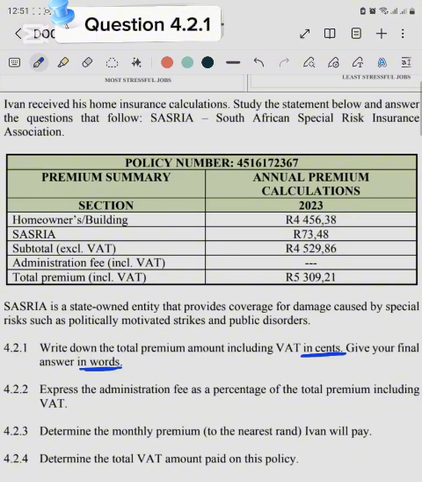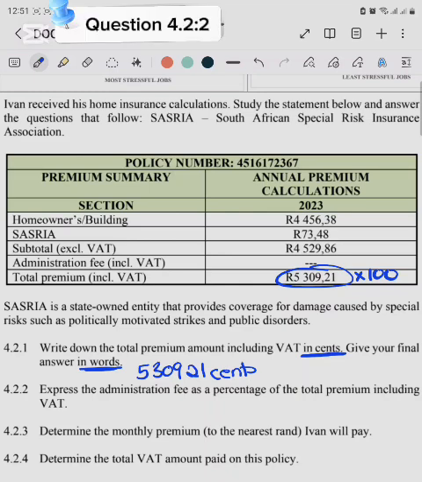So if I'm going to convert this to cents, I'm going to go and look. Total premium amount, including VAT, is this: 5,309 rand and 21 cents. And to change that into cents, I'm just going to multiply it by 100. Okay, remember 100 cents in a rand. So therefore, it should be 530,921 cents. And then you would write it in words exactly as you would say it. So I'll say it again, 530,921 cents. And you write it exactly as I said it there.